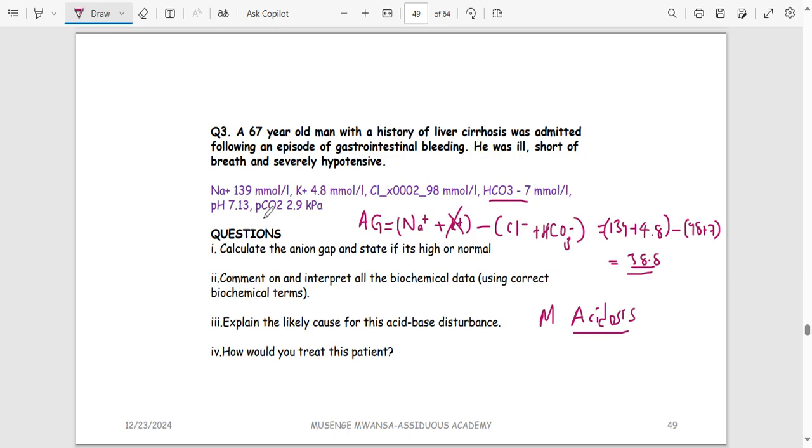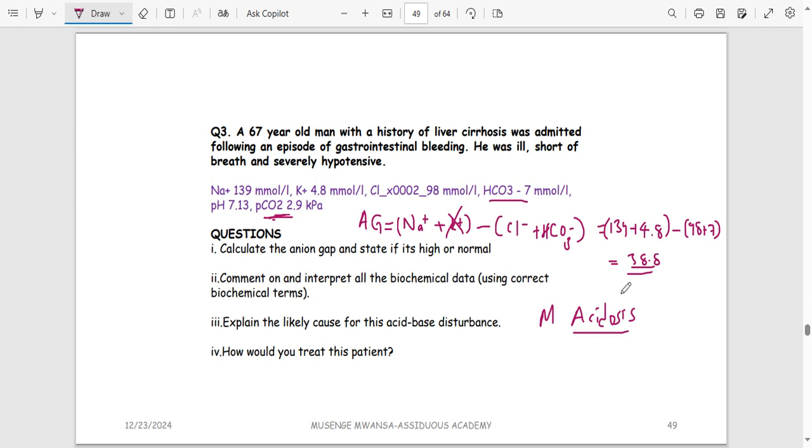Because if we look at carbon dioxide, 2.9, this is low. Remember the normal is like 4 to 6. So this low carbon dioxide means that there's actually a respiratory compensation. So this is metabolic acidosis with partial respiratory compensation. Explain the likely cause for this acid-base disturbance.